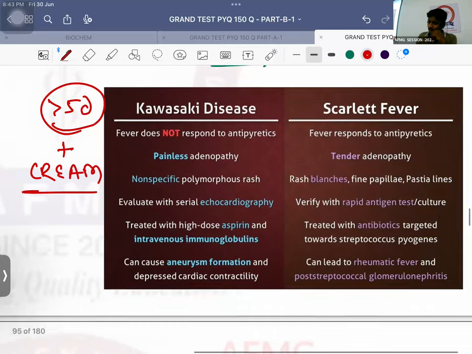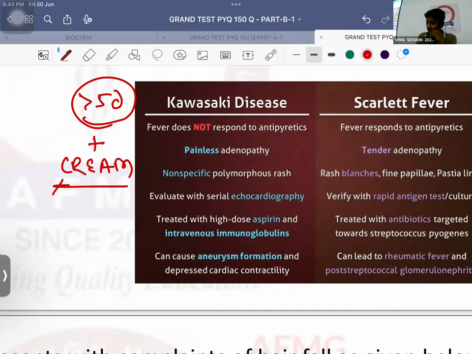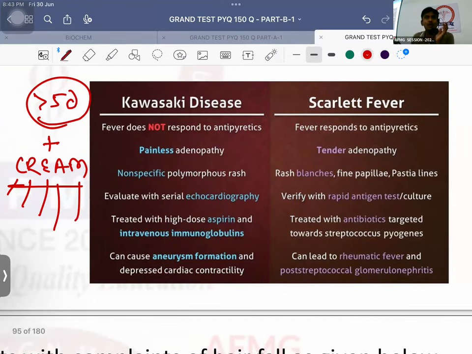CREAM features. C goes for conjunctivitis. R goes for rash. E goes for edema. A goes for lymphadenopathy. M goes for mucosal involvement, that is strawberry tongue. Okay? Important to differentiate, because strawberry tongue is also seen in scarlet fever. Fever does not respond to antipyretics or paracetamol in Kawasaki. It responds to antipyretics in scarlet fever.